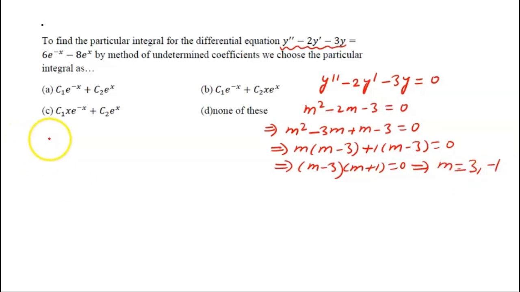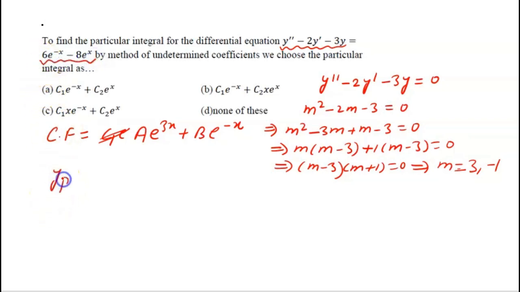So what is the complementary function? Since they are using c1, c2 for the trial solution, let me use other constants: a e to the power 3x plus b e to the power minus x. Now I am going to look at the right hand side. What should the trial solution be? Because we have e to the power minus x here, it should have c1 e to the power minus x, and because we have e to the power x here, it should have c2 e to the power x.